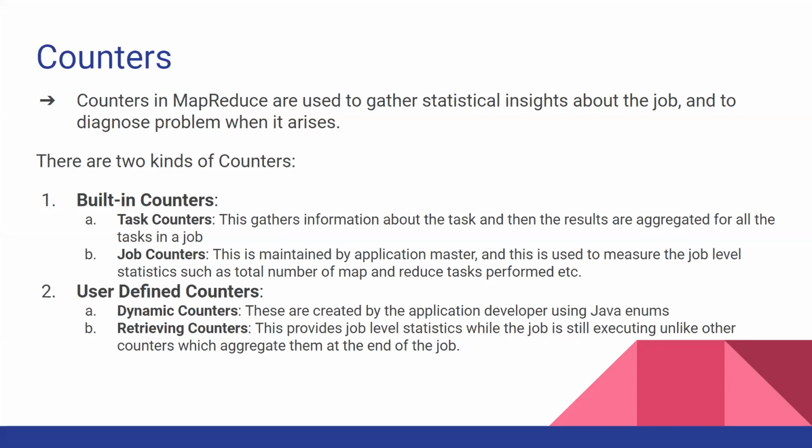And we have job counters. This is actually maintained by the application master, and this is used to measure the job level statistics, such as the total number of map and reduce tasks that are performed. Then we have dynamic counters under user-defined counters. Dynamic counters are created by the application developer, and they are usually created using Java enumerators. Then we have retrieving counters. This provides job level statistics while the job is executing, unlike other counters that aggregate data after the job ends.